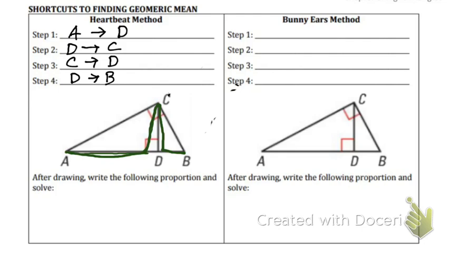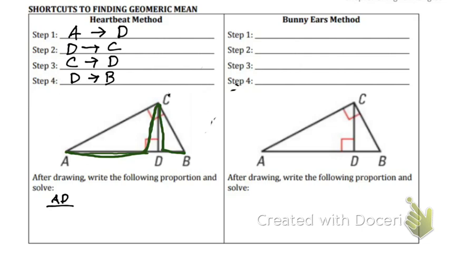But what does any of that mean? We are just understanding segments that would work in similar triangles. So now, after the drawing, we're going to write the following proportions based upon our drawing. Our first drawing went from A to D, so we're going to write AD.